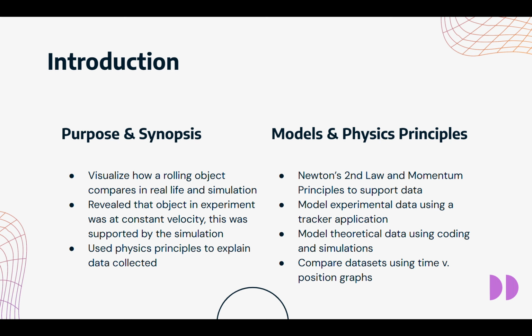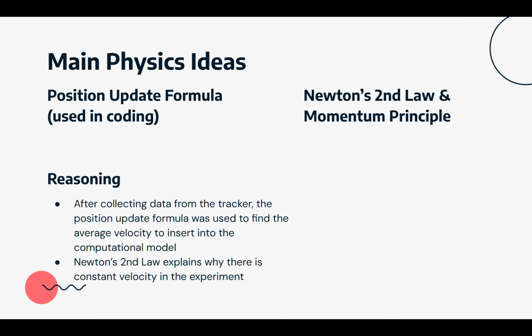The observational data from the object tracker and the theoretical data from the GlowScript code provided similar progression of distance over time. This resulted in almost perfectly linear graphs of time versus position for both models. This indicates constant velocity, and the computational model supported what happened in the real-life experiment.